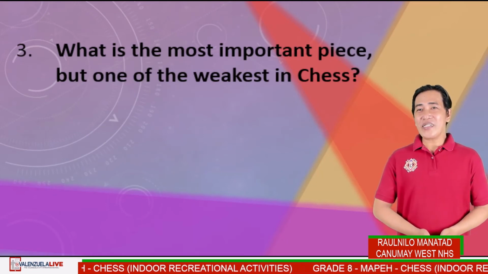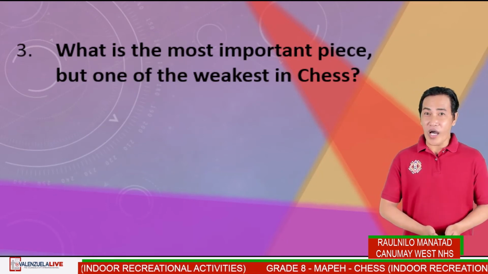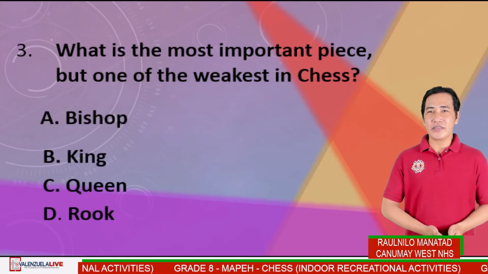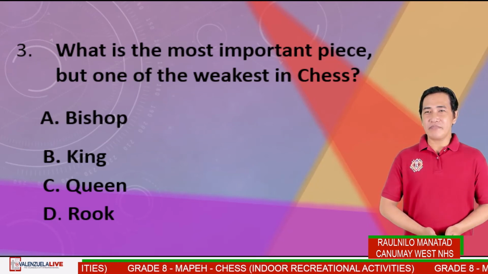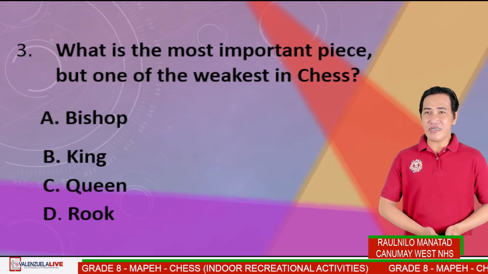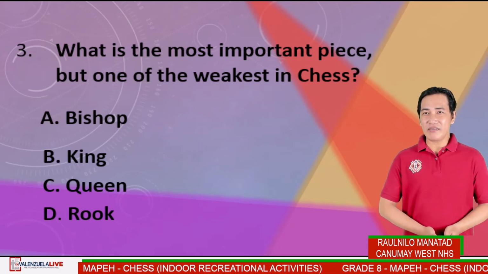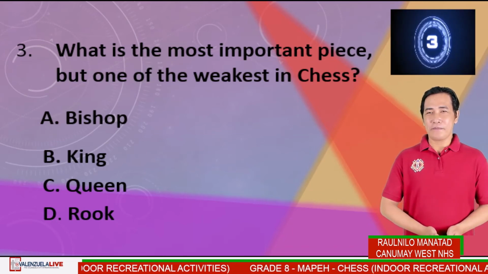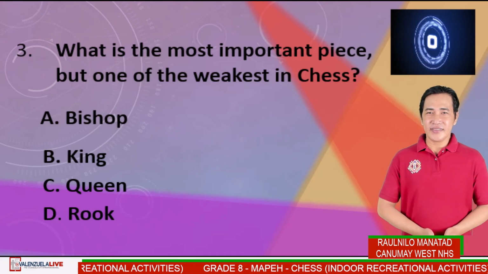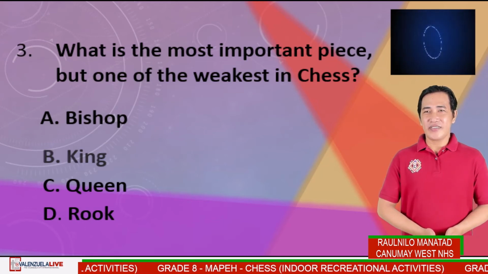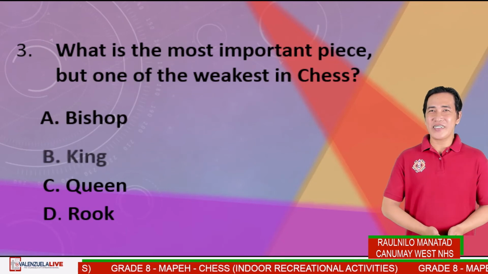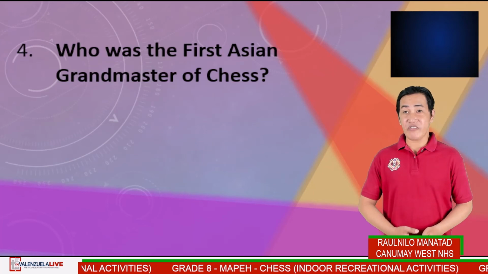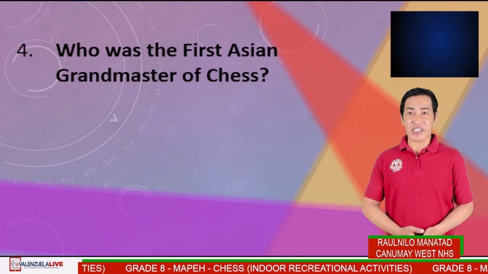3. What's the most important piece, but one of the weakest in chess? A. Bishop. B. King. C. Queen. D. Rook. Wow, you got it right. King is the answer.